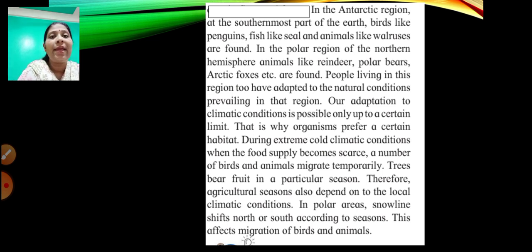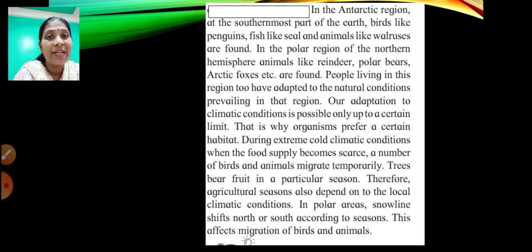Okay, so in the Antarctic region, that is towards the South Pole, the southernmost part of the Earth, birds like penguins, fish like seal, and animals like walruses are found. So you will find these animals only at the South Pole, whereas at the North Pole, that is the polar region in the northern hemisphere, you will find animals like reindeers, polar bears, Arctic foxes, etc.